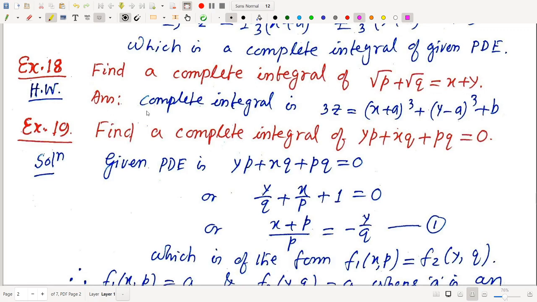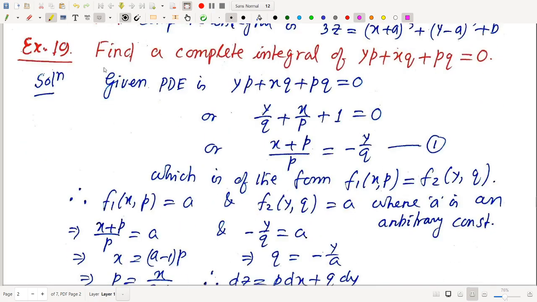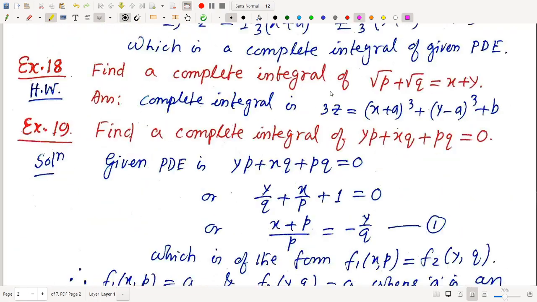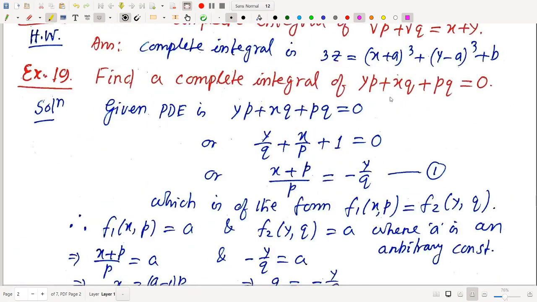It is similar to the previous one. You will do it, the answer is also given. 19, find a complete integral of yp plus xq plus pq equal to 0. This is of another form, but still we can convert it to form number 3. This number 19 we shall get later. Okay, the PD is yp plus xq plus pq equal to 0.